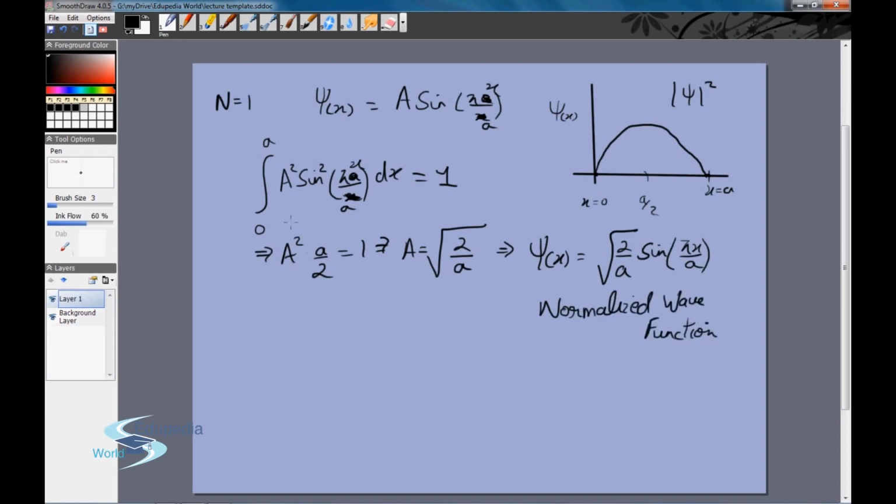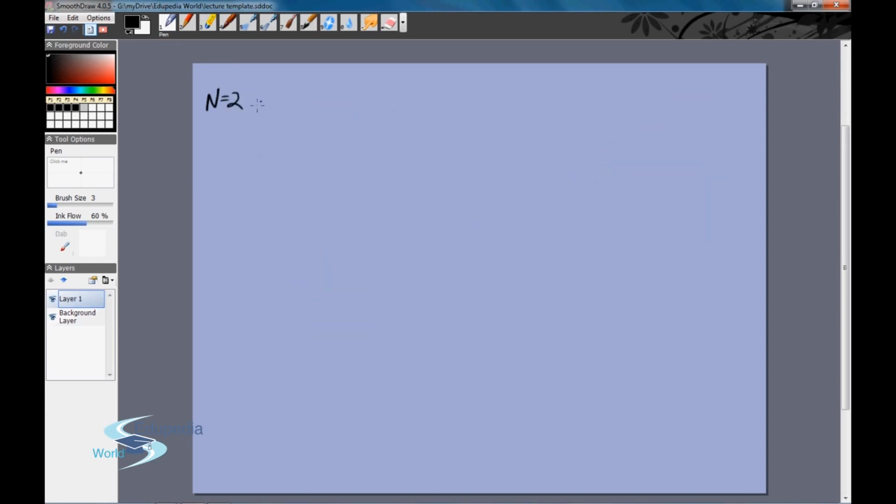And the energy in this case would be pi squared h squared by 2ma squared. Let's look at the second case, n is equal to 2. In this case, psi of x will be a sine of 2 pi x by a, because now n is equal to 2.